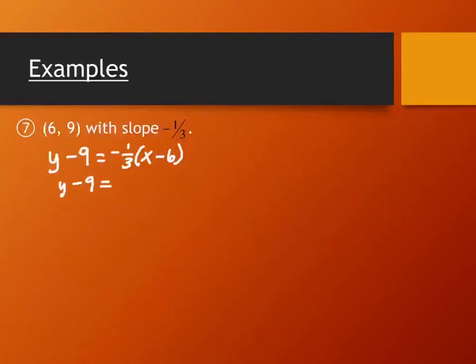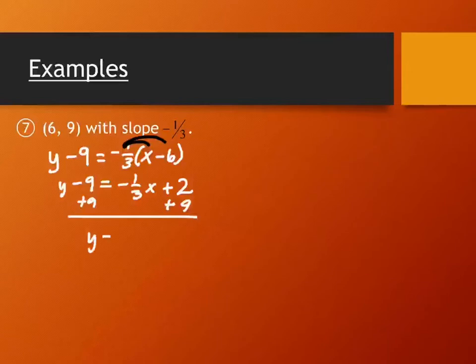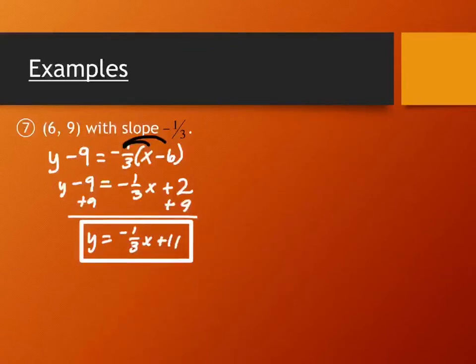And then if I distribute the negative 1/3 through here, I'm going to have negative 1/3 x. And then a negative 1/3 times a negative 6 is positive. And then 1/3 times 6 would be 2. Then I have plus 2. We will add our 9 from the left-hand side to move it to the right-hand side. And we end up with y equals negative 1/3 x plus 2, and then 2 plus 9, which is 11. So this would be the slope-intercept form of our line.